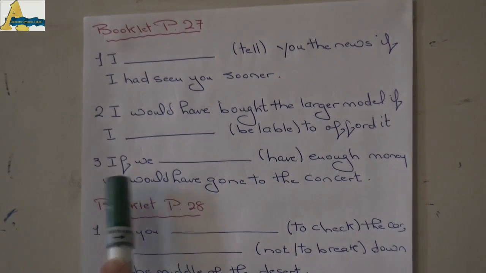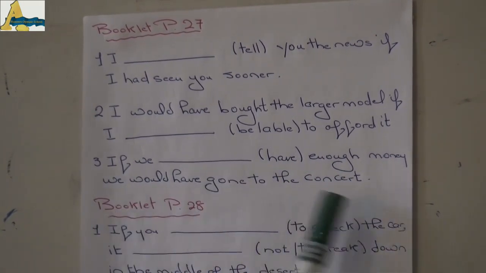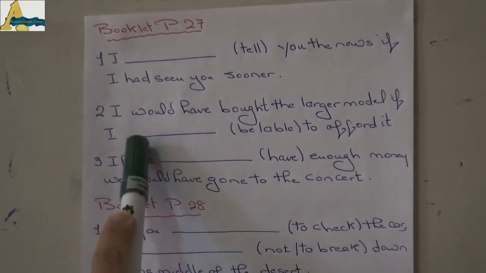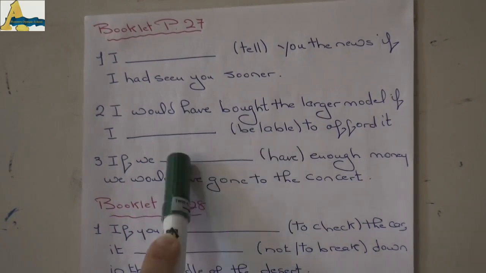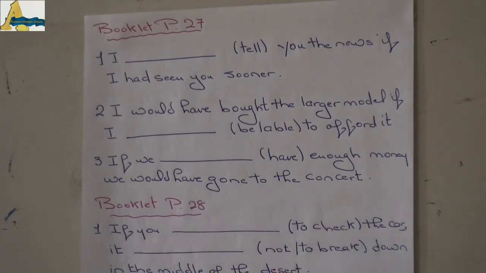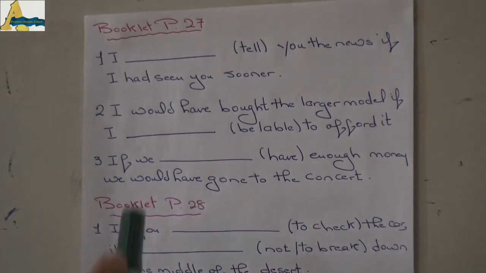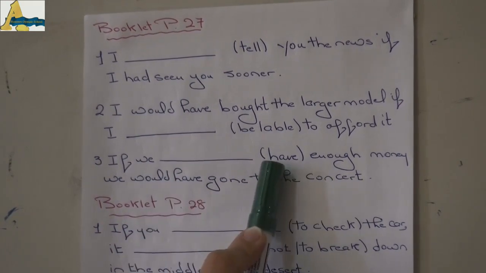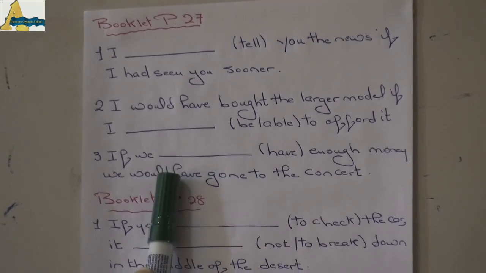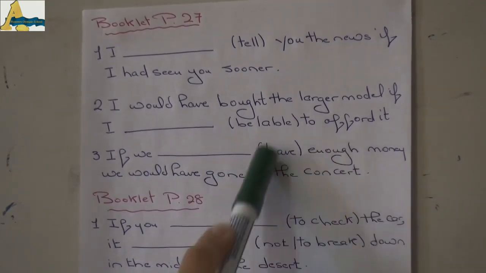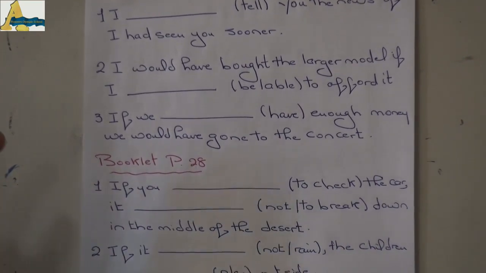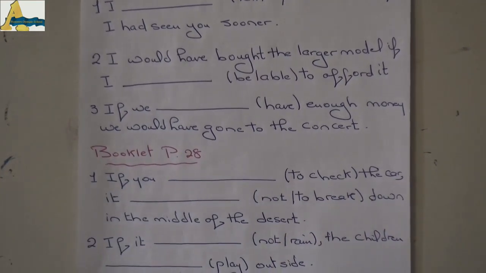Let's move to number 3. If we have enough money, we would have gone to the concert. This is if. After if, the verb should be in the past perfect. So if we had enough money, we would have gone to the concert. I can hear that someone is asking, Miss, can I write had? Yes, we said before that for the form of the past perfect, the first verb should be had, and the second one is the past participle of the given verb. Since here it's have, it should be had. Finally, the sentence will be: if we had had.